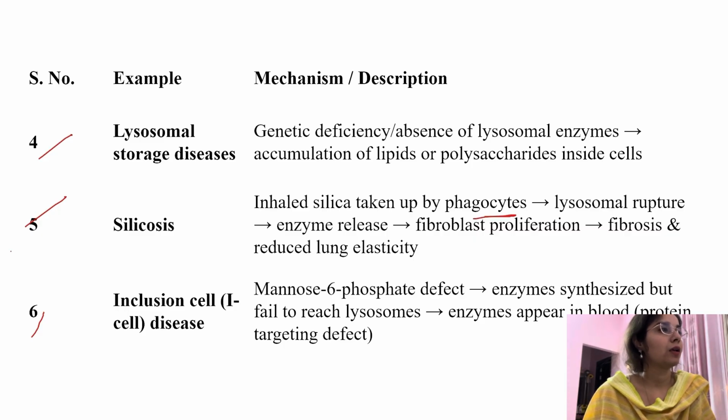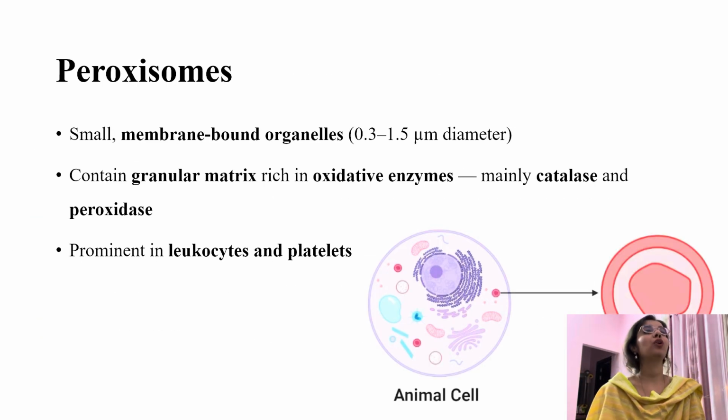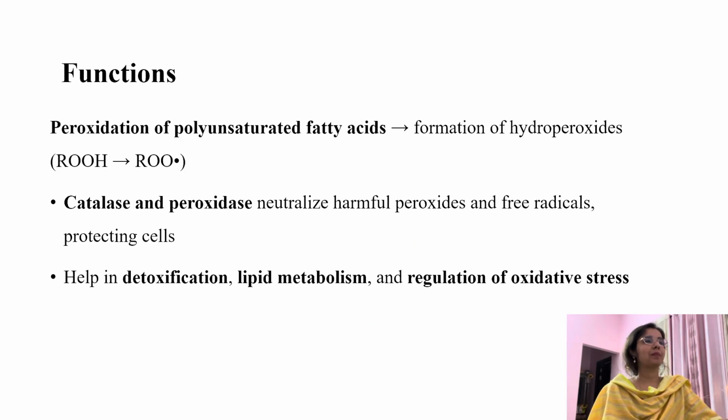Okay. Now moving on to the next topic, that is peroxisomes. Peroxisomes are small membrane-bound organelles. They contain a granular matrix which is rich in oxidative enzymes, mainly catalase and peroxidase. It is prominent in leukocytes and platelets, right?